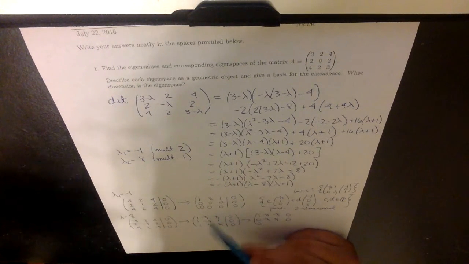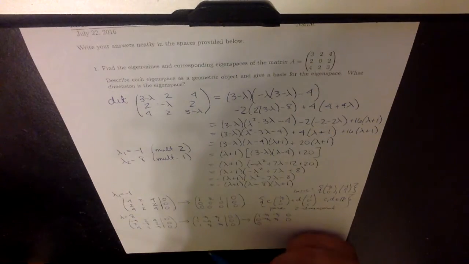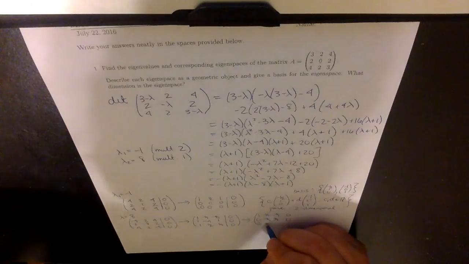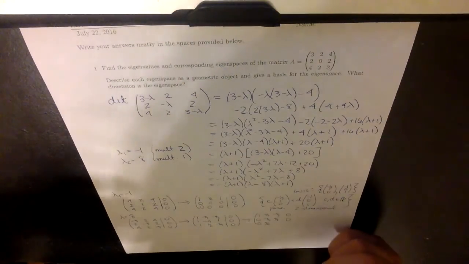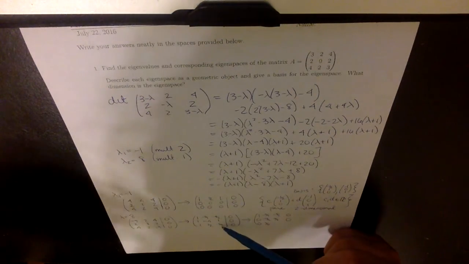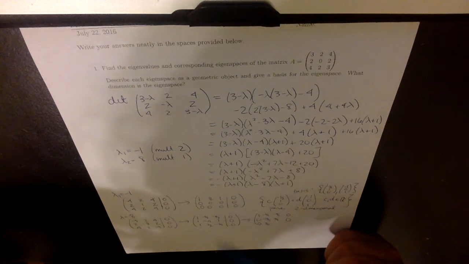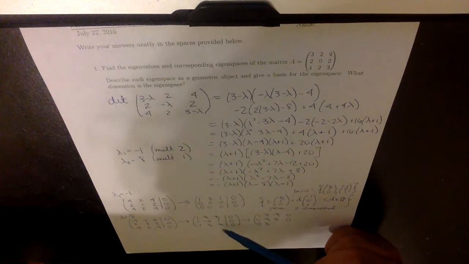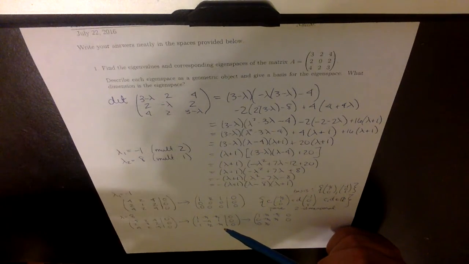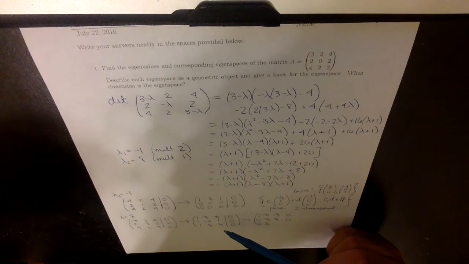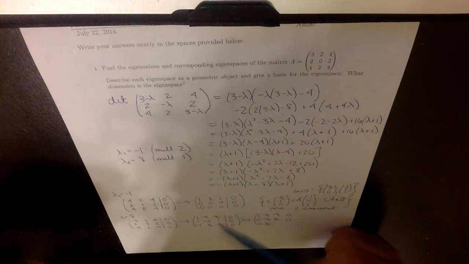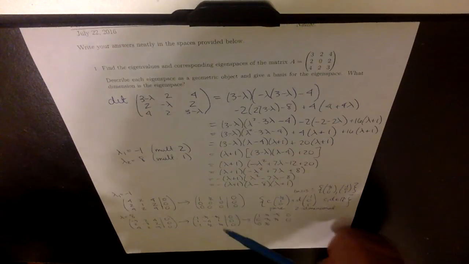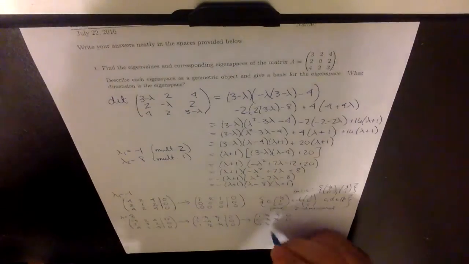1/2 minus negative 2/5. So this is 5/10 plus 4/10, which is 9/10. Then I have negative 5/4 minus negative 4/5. So negative 5/4 is negative 25/20. And then I'm adding 16/20. So negative 25/20 plus 16/20 is negative 9/20.